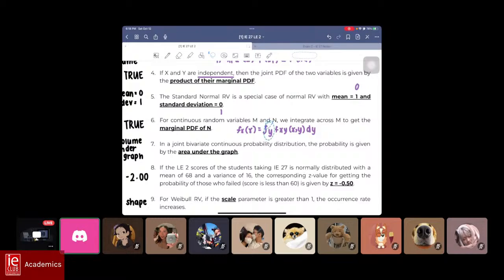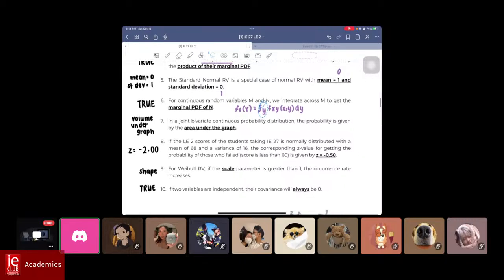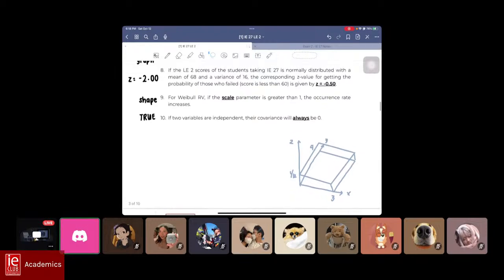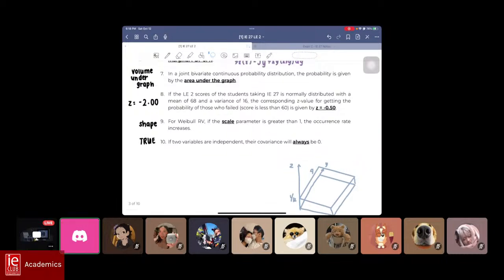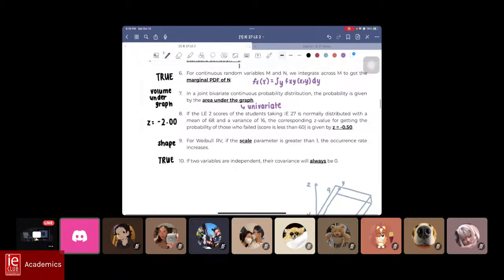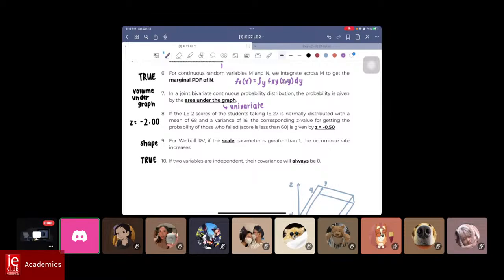So it's like this. For the next one, in a joint bivariate continuous probability distribution, the probability is given by the area under the graph. So since it's bivariate, you know that there's already two axes. So that's your x and y axis. So if you draw the graph, it becomes 3D because the third axis will be your value of z. So instead of area under the graph, it should be volume under the graph. So it's only area under the graph if it's a univariate continuous probability distribution.